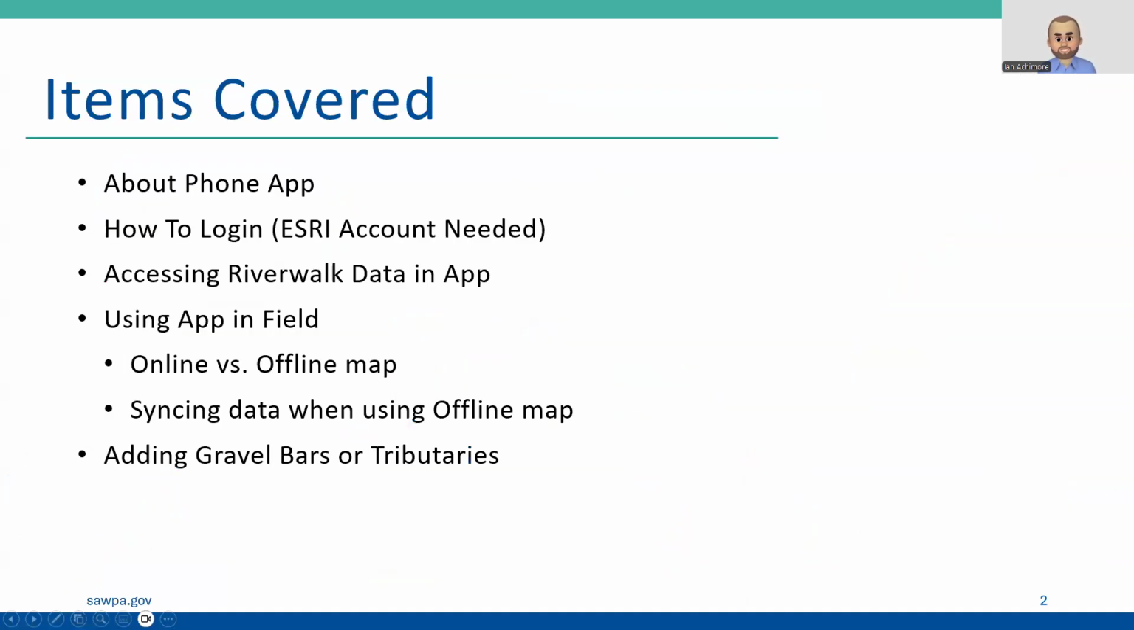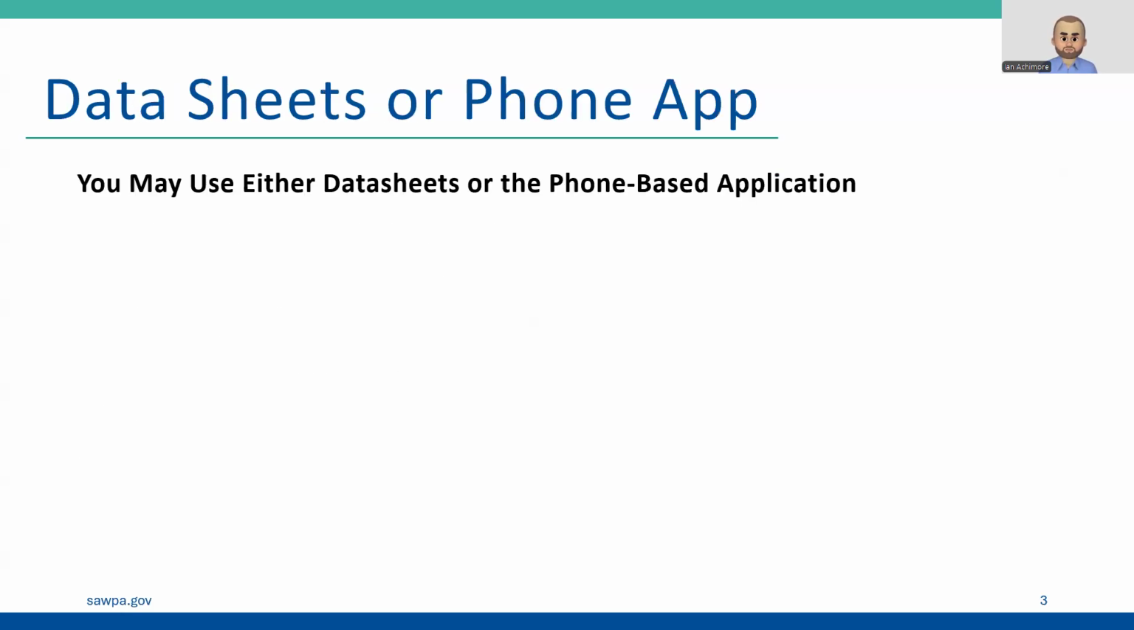Items covered in this video, we'll be talking in general. What is this phone application? How to log into it, the account you need, accessing the Riverwalk data once you are in the app, using the app in the field and how there's an online versus offline version of this map, syncing the data when the Riverwalk is done when using the offline map, and then adding gravel bars or tributaries with a phone-based application.